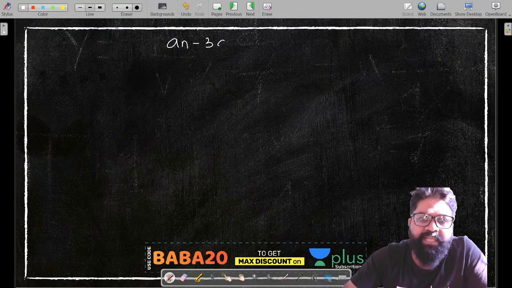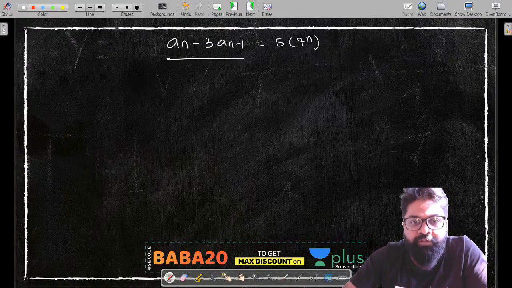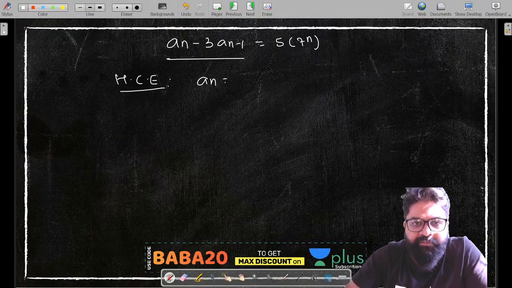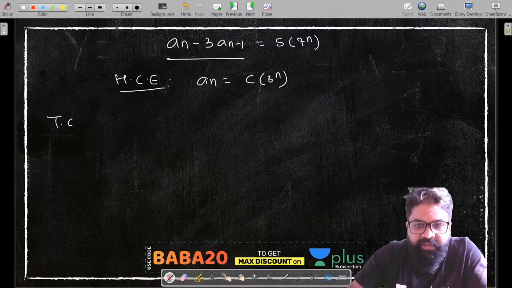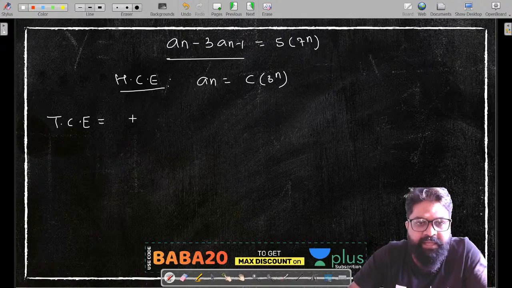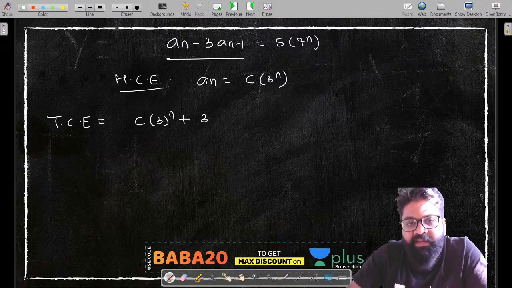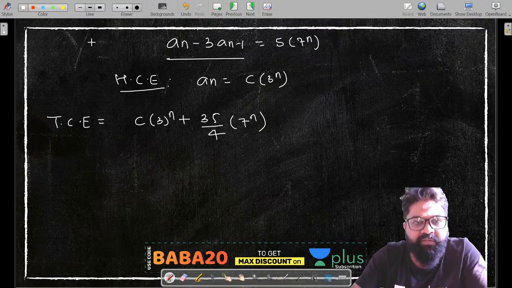A of n minus 3 times a of n minus 1 and then 5 of 7 raised to n. So what is the homogeneous characteristic equation you will be getting? Such that you will be getting a of n and then c and then 3 raised to n. So the total characteristic equation you will be getting is c 3 raised to n plus a value we have already got, 35 by 4 into 7 raised to n. And this is the total characteristic equation.